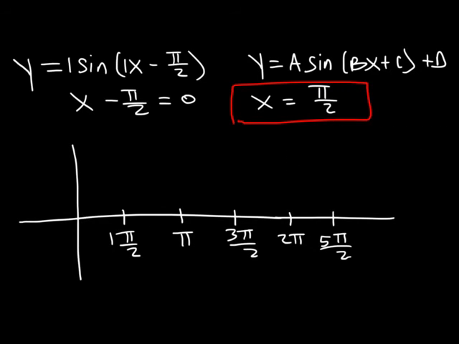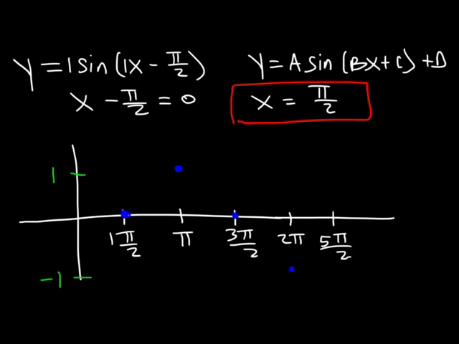Now the amplitude is 1, so it's going to vary from 1 and negative 1. Now sine starts at the middle, but we're not going to start at the origin. In this example, we're going to start at the phase shift, which is pi over 2. Positive sine is going to go up. Negative sine is going to go down first. So negative sine will be like this. Positive sine will have that shape.